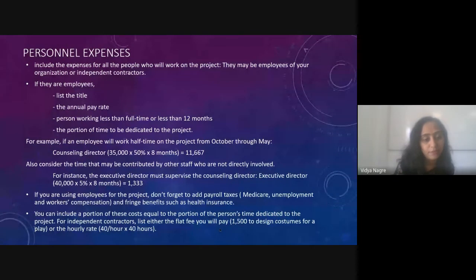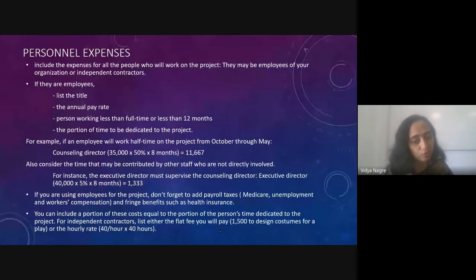So for example, if an employee will work half time on the project from October through May, counseling director, let's say, you are going to pay him 35,000 rupees. Okay, and half of the time I have saved. So you have to divide it by 50%. And then you have to multiply it by 8 months from October to May. And then the overall total will be 11,667 per person. That is counseling director. That will be his salary.